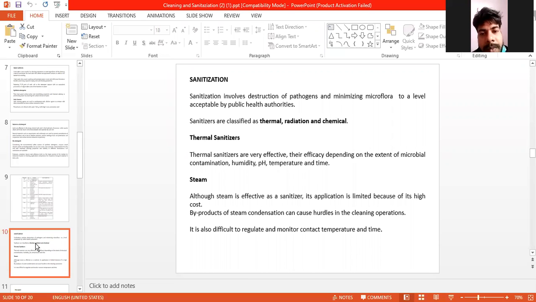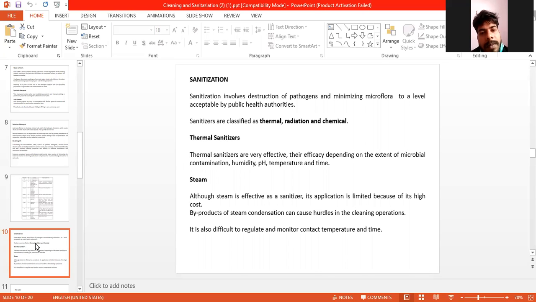Their efficacy actually depends upon the microbial load on the equipment, the humidity, the pH, the temperature, and the time. So temperature, time, pH, and microbial load are very much the factors which affect the sanitation of the equipment.